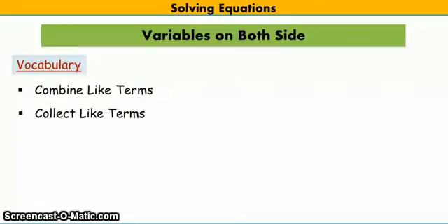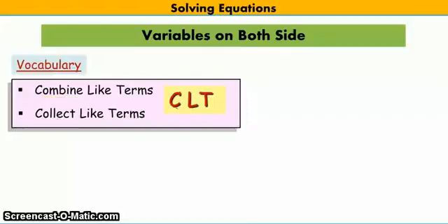Hey guys, today's lesson will be on solving equations where there are now variables on both sides of the equation. And a couple of things I want to clarify in vocabulary: when we talk about combining like terms and when we talk about collecting like terms, they are very, very similar. Usually when we talk about combining like terms, we talk about one side of an equation. Collecting means collecting everything on one side or the other.